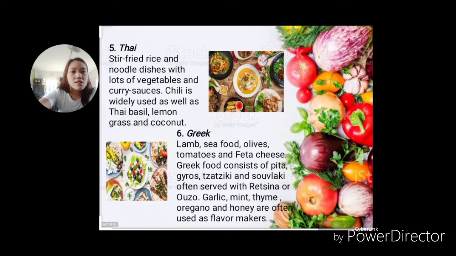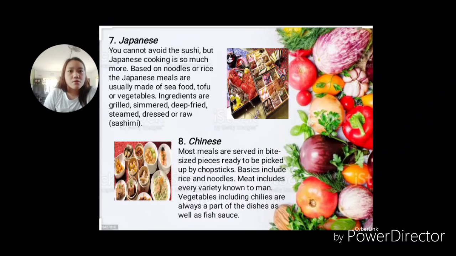The sixth one, Greek. Lamb, seafood, olives, tomatoes, and feta cheese. Greek food consists of pita, gyros, tzatziki, and souvlaki, often served with retsina or ouzo. Garlic, mint, thyme, oregano, and honey are often used as flavor makers.